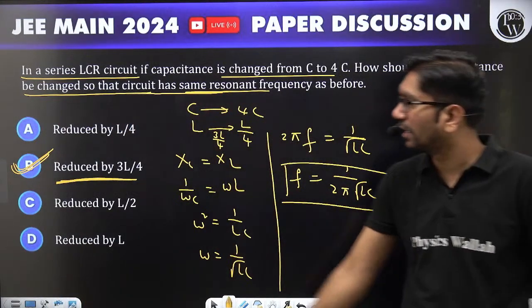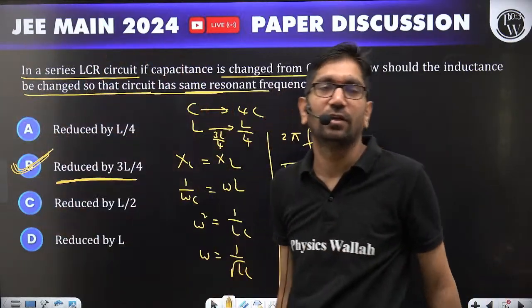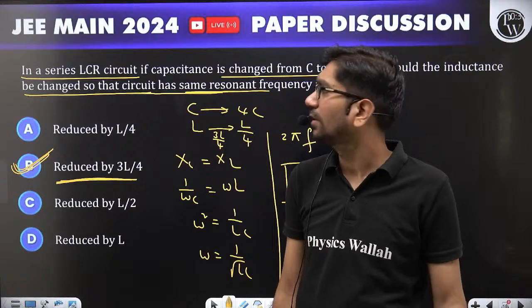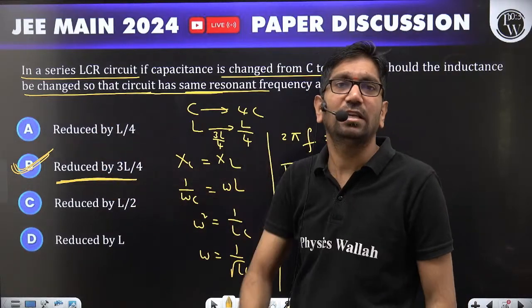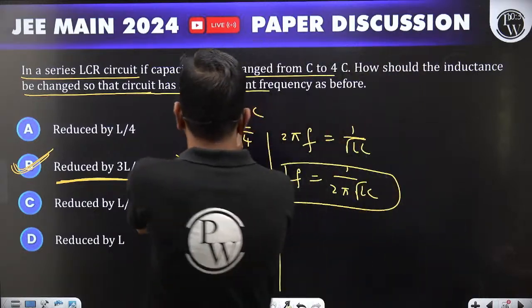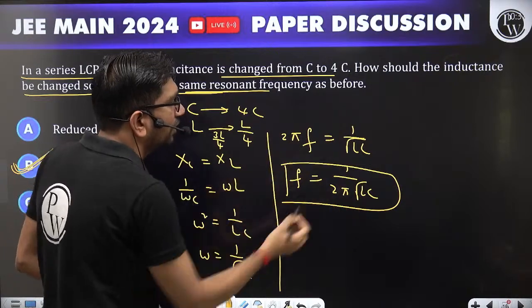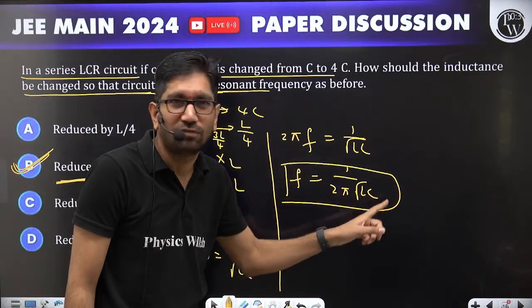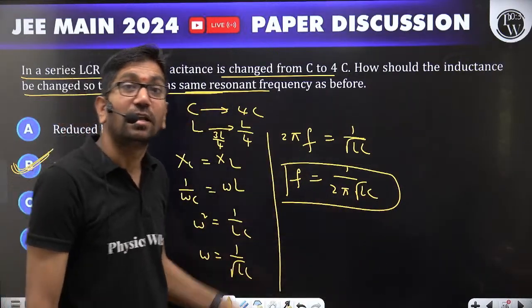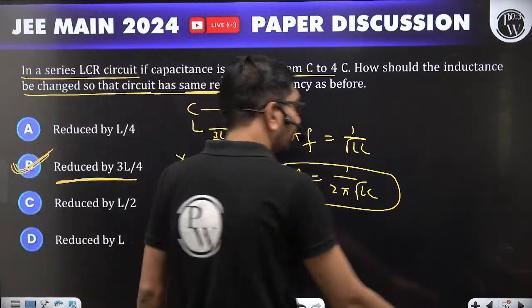If we mention reduced to L by 4, L to L by 4, then it is a correct answer. Here the reduced by 3L by 4 is correct, beta. If it is reduced by 3L by 4, what is left then? L by 4. So substitute here L by 4 and 4C. The 4 gets cancelled. Again we get the resonant frequency. Okay, let us move toward the next question now.